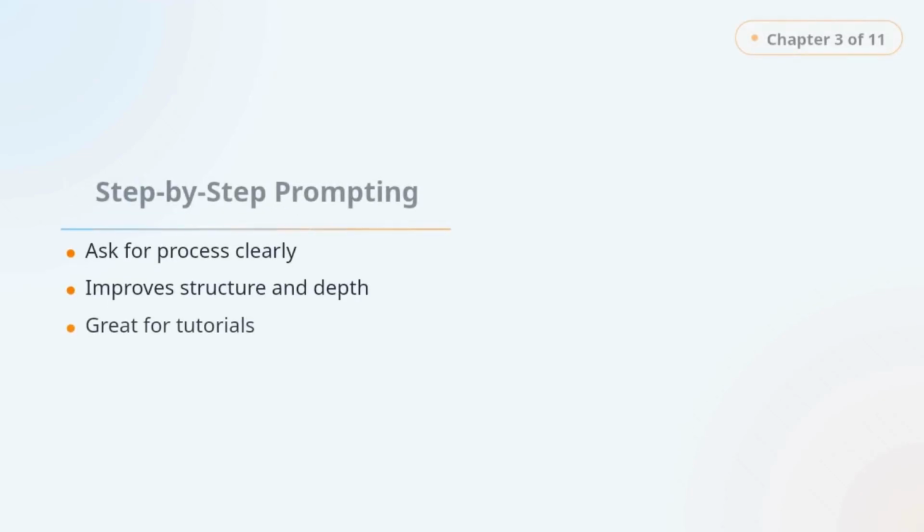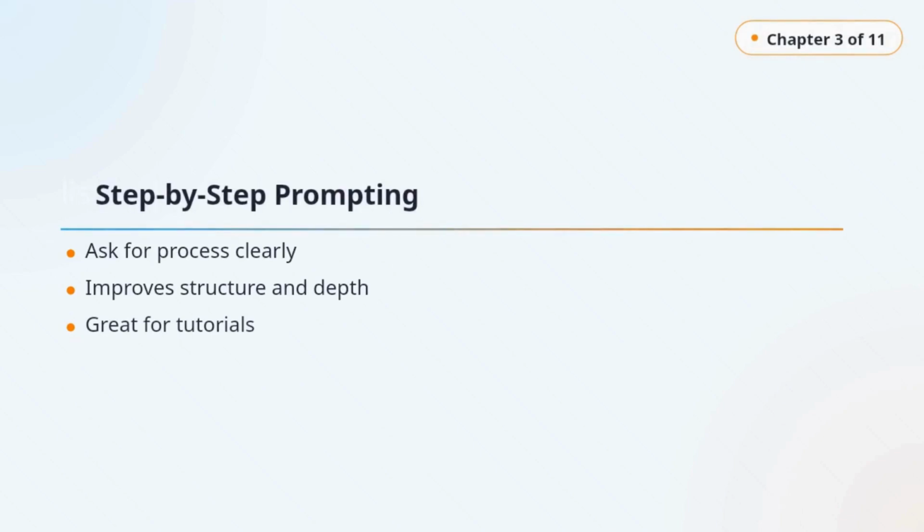Sometimes AI gives shallow answers because we ask for the final answer too quickly. Step-by-step prompting fixes that. If you ask, explain step-by-step how to start an online business, the AI is more likely to organize the response logically. This technique is especially useful for learning, teaching, and process-based tasks.